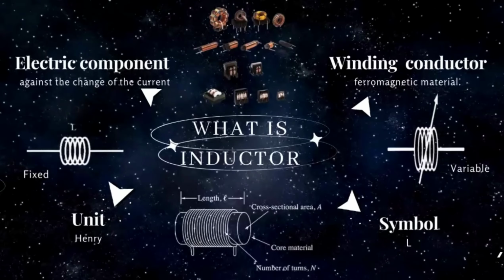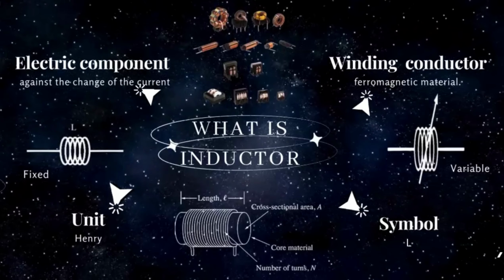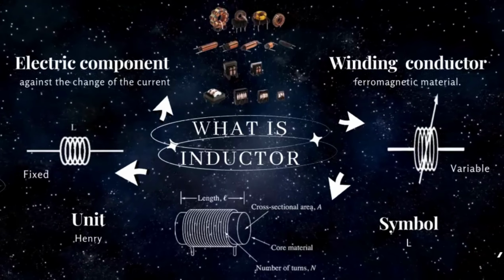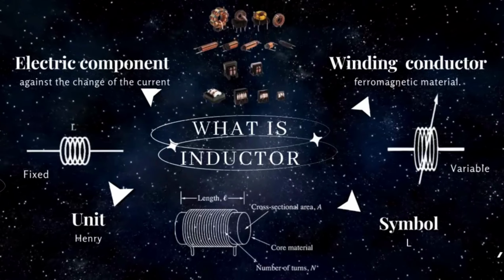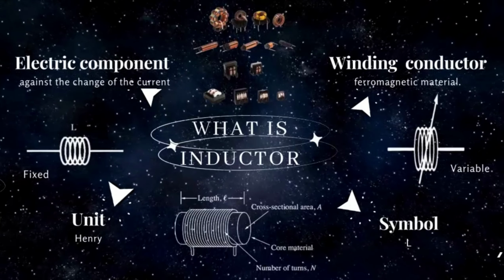The other type of inductor is the variable type. The most common type of variable inductor today is one with a movable ferrite magnetic core, which can be slid or screwed in or out of the coil. The unit for inductor is Henry, while the symbol is L.